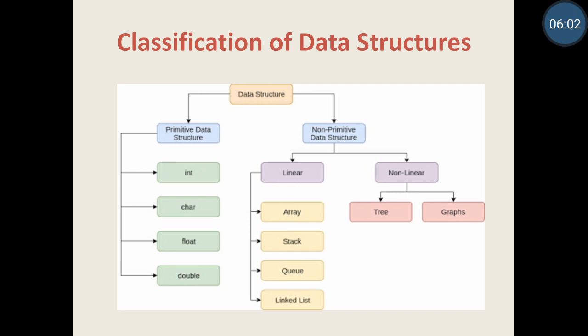On the other hand, non-primitive data structures are called derived data structures. They are based on the primitive data structures and can be constructed by using them. Non-primitive data structures are again divided into two types: linear and non-linear. Under linear data structures we have array, stack, queue and linked list.